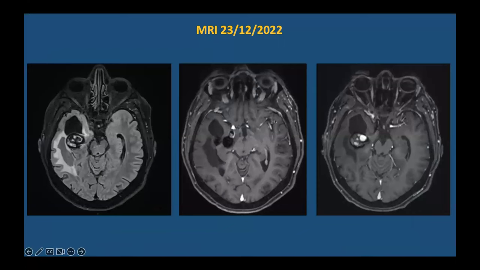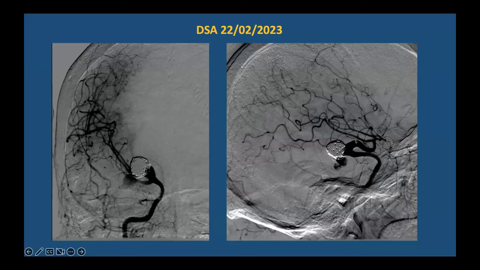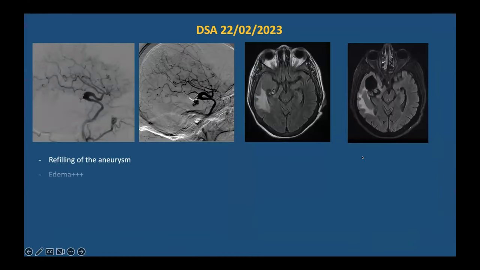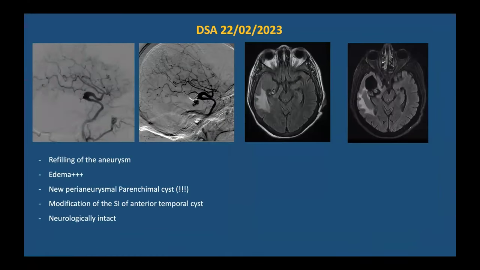And the aneurysm, of course, got bigger, and we can see there's still a filling. So I went for a control angio, and we can see that the situation changes. So that's the final control, the 5 month control after the embolization. So we have a refilling, but not really of the proximal pouch, but of the distal one. And so we have this situation. We have a parenchymal cyst that wasn't there. There was much more edema. There's a modification of the signal intensity of the anterior one, but she's neurologically fine. She's completely asymptomatic. So what to do now?